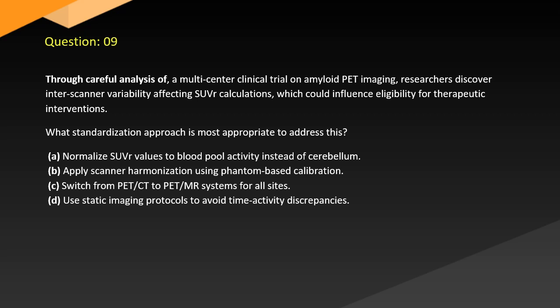A. Normalize SUV values to blood pool activity instead of cerebellum. B. Apply scanner harmonization using phantom-based calibration. C. Switch from PET to PET/MR systems for all sites. D. Use static imaging protocols to avoid time-activity discrepancies.